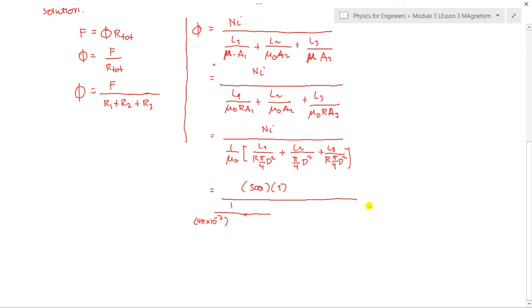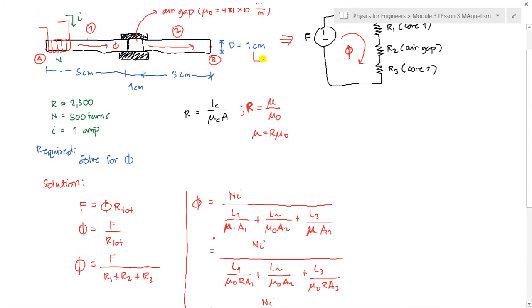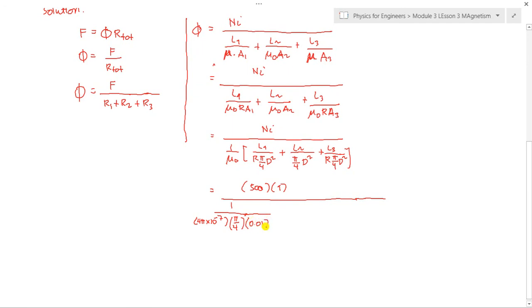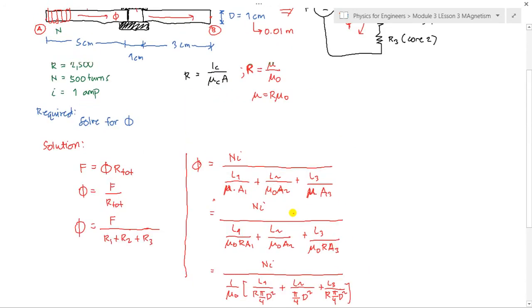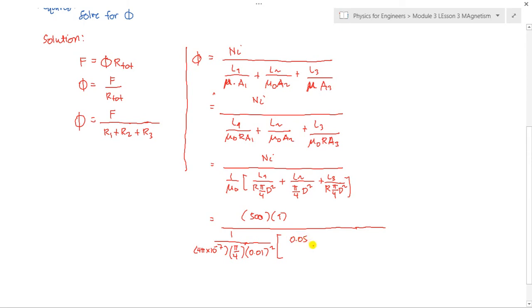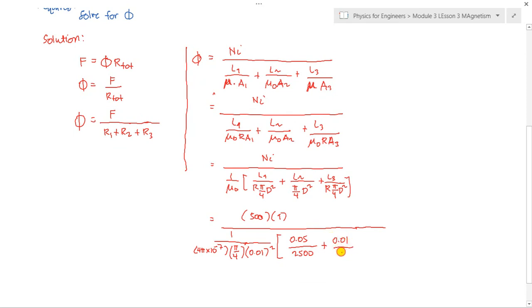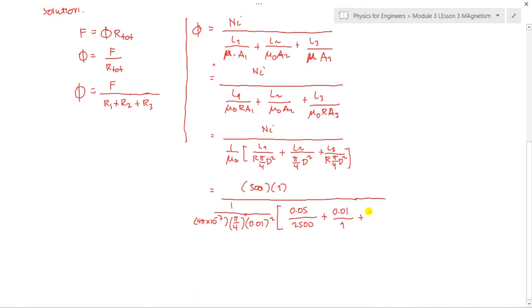So copy it. Then, as I told you earlier, I will extract the area here, so I'm going to put pi over 4, since they are the same. Then, be sure that the diameter is in meters. Since this is in centimeters, converting it into meters becomes 0.01 meter. Right? Oh, correct. Plug it here: 0.01 squared. Multiplied by the length of the first core, that is 5 cm, equivalent in meters to 0.05, divided by R, which is 2,500. Plus the length of the air gap is 1 cm, so in meters that is 0.01 divided by 1, or just plus 0.01, plus the length of the last core is 3 cm, or 0.03, divided by 2,500 again.